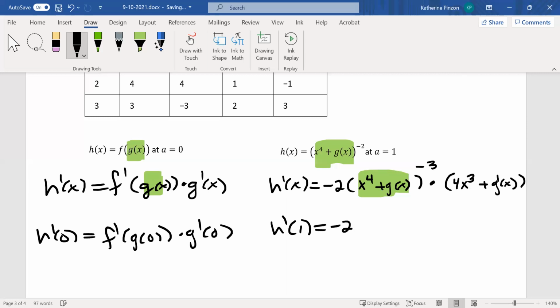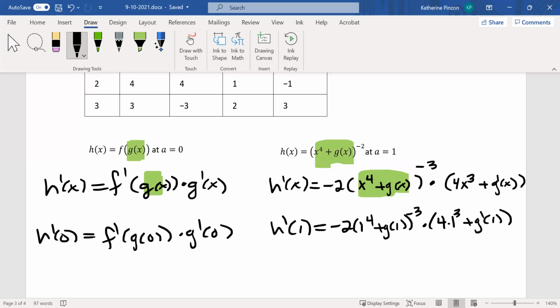H prime of 1 is -2 times 1 to the 4th, g of 1 to the -3rd, plus 4 times 1 cubed times g prime of 1. We're going to do that now. So now all of these things that have f's and g's, we're going to look at the table to find the values. In this first function, I need to look at the table and find g of 0, and g prime of 0. In the second function, I need to find g of 1, and g prime of 1. So I'm going to go to the table for those 4 values.